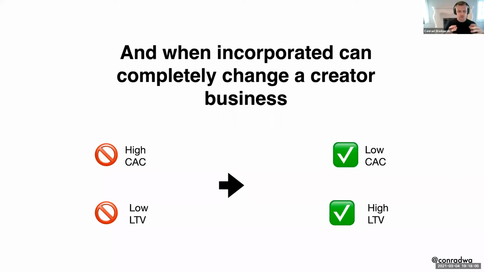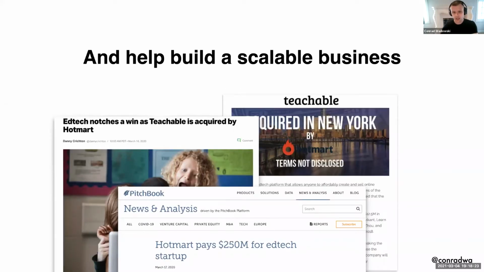And so if you can crack this creator growth loop, which I think every business in this category should try to figure out, it could completely change your business from high CAC to low CAC, from low LTV to high LTV, and ultimately build a scalable business. Teachable was acquired by Hotmart for $250 million last year. And although it was acquired, there are other companies such as Hotmart, which acquired us, who were able to do things that we didn't do. So there are a lot of things that we learned along the way before that acquisition.